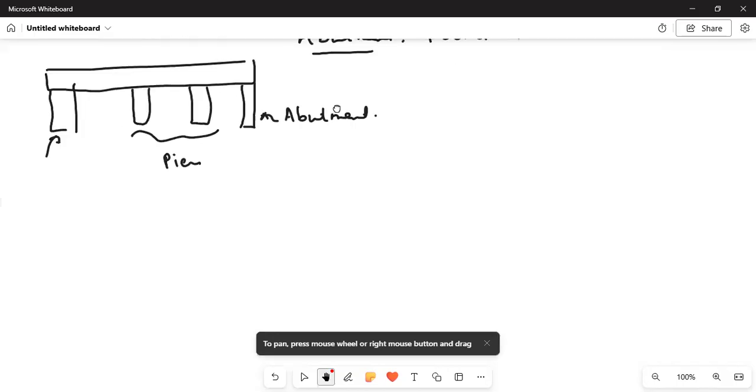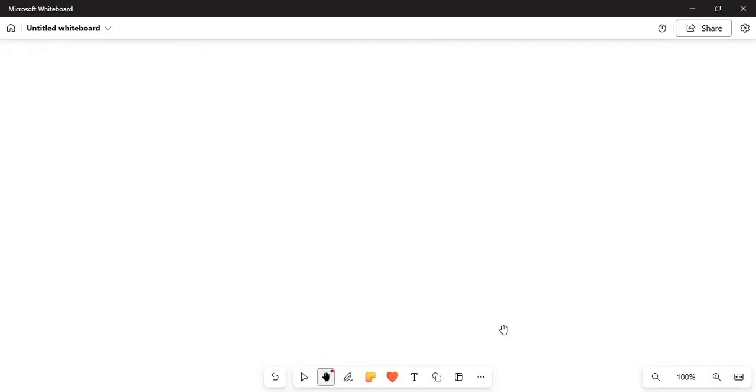Okay, so we will see the cross section of the bridge, how the bridge will look, and what the different components in the cross section of the bridge are. So this is how the bridge will look.